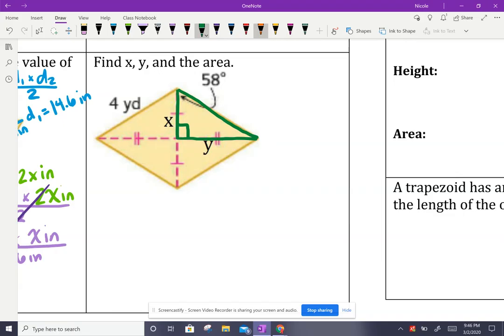Now, within your kites, you have sides that are congruent. You have consecutive sides that are congruent. So we can say that 4 and this side are congruent. So this is also going to be 4 yards. I'm given an angle of 58 degrees. So when I'm given an angle of 58 degrees and I have 4 is my hypotenuse, guys, it's across from that right angle. When I have 4 and 58 degrees, I can solve for x and y.